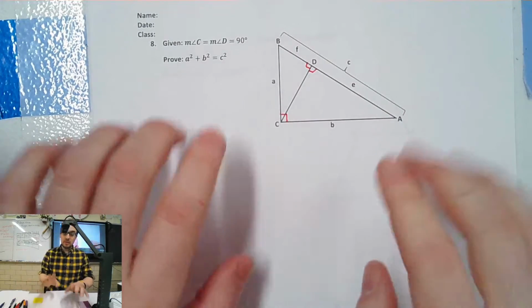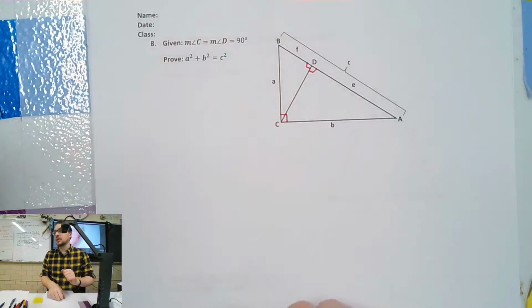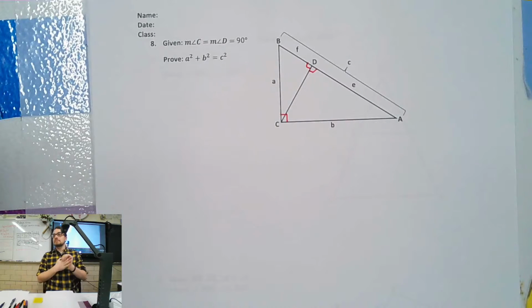So what we're going to do is get these triangles similar, switch out their parts for the little letters that represent them, and then we're going to prove that A squared plus B squared equals C squared. All right, buckle up. This is one you're going to have to do on your quiz. Exact same thing. Right there. Here we go.